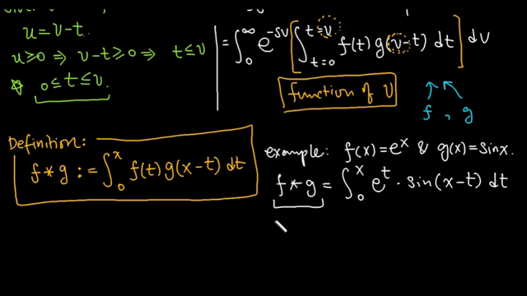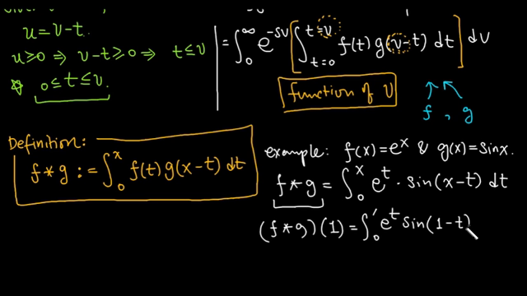For example, if the convolution function is defined in this way, what is the value of this function at 1? That means you're plugging x equals 1 everywhere. So it's the integral from 0 to 1 of e to the t, sine of 1 minus t, dt. So each time you plug in an input value, this is how you compute the output value, and that's the meaning of this function.